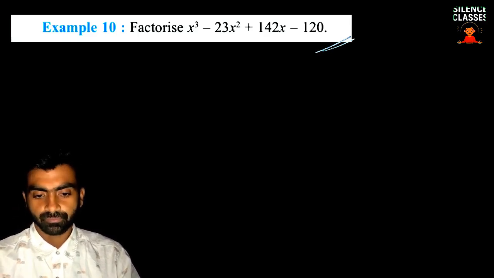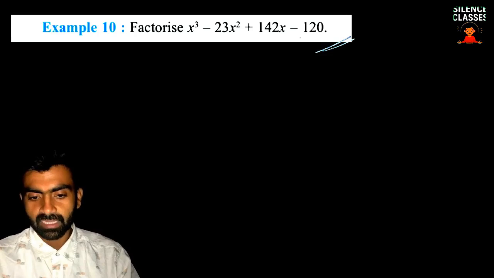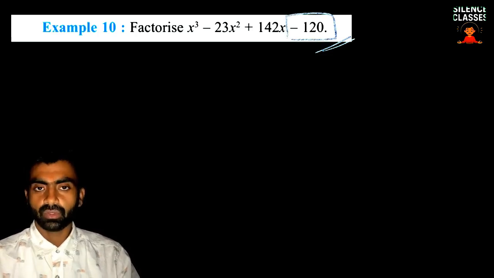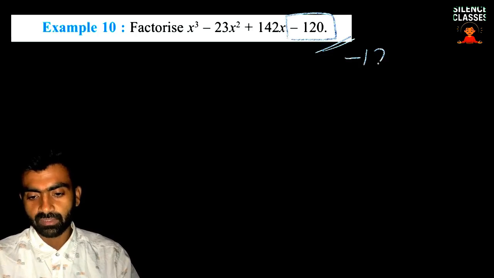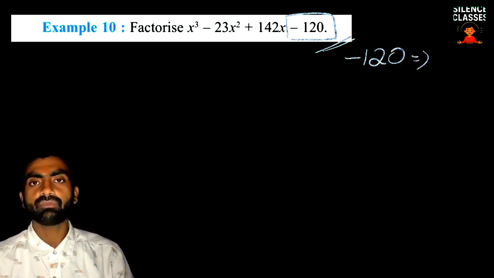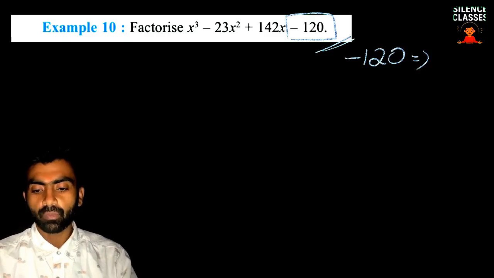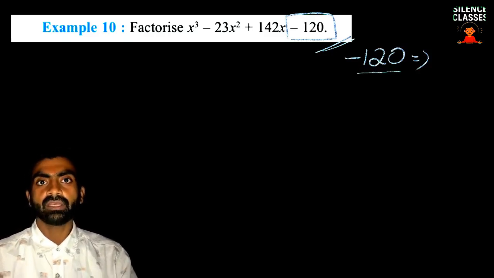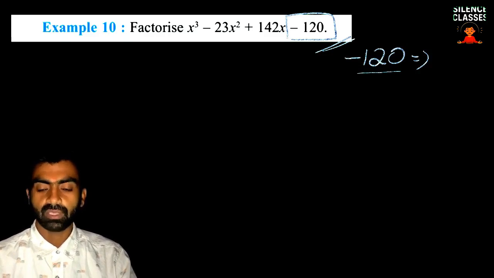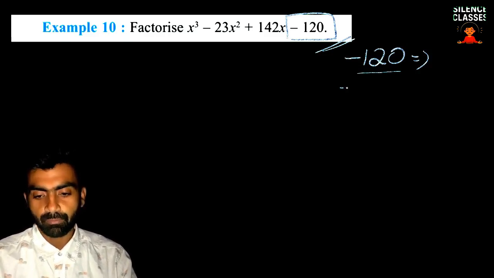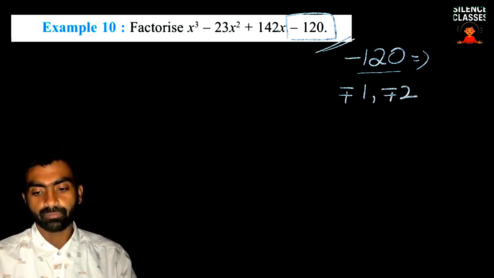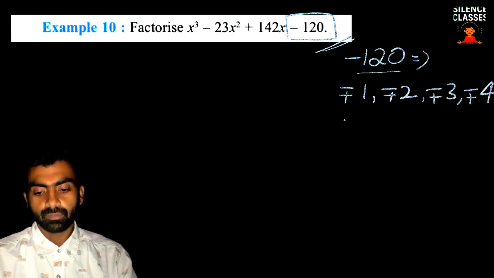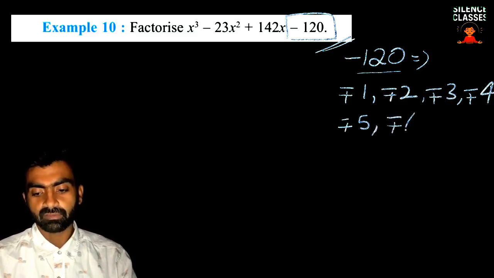First of all, we have to take the last term, the constant number. The constant number over here is minus 120. Now we have to check which numbers 120 is divisible by. So 120 is divisible by plus minus 1, plus minus 2, plus minus 3, plus minus 4, plus minus 5, plus minus 6, and so on.